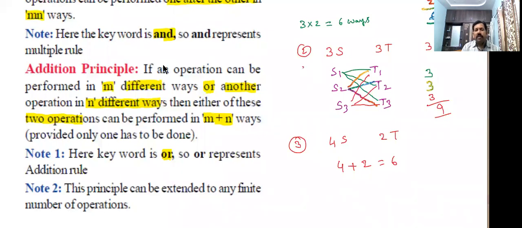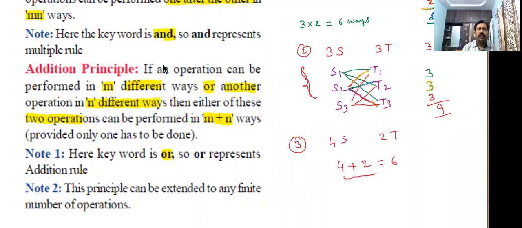In the multiplicative principle here, we are selecting a pair. That means one shirt and trouser. Shirt and trouser, that is one pair. But here we are selecting only one piece, either a shirt or trouser. How many ways possible? 4 plus 2, that is 6 different ways possible.